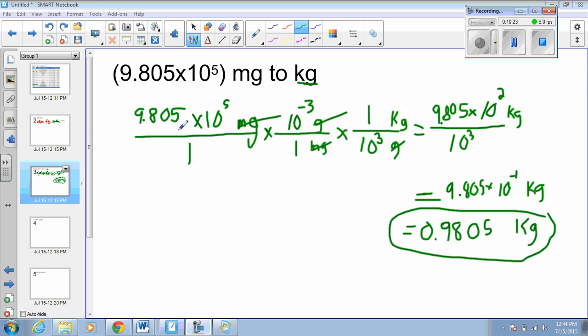Now, I strongly urge you to work on doing your conversions in the metric fashion in this way, because when we get to squared conversions and cubed conversions and rates, you're going to be thankful that you know this method.